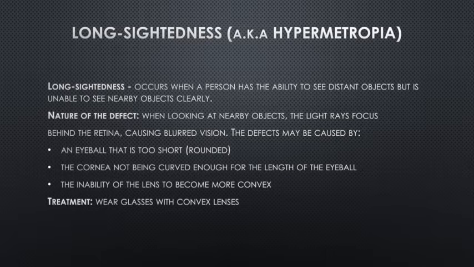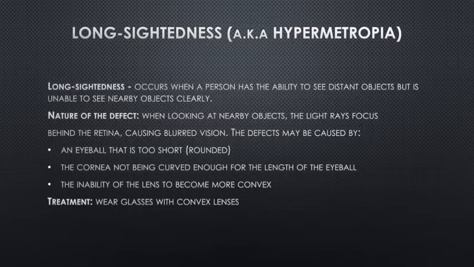It is because when looking at a nearby object, the light rays focus behind the retina this time, not in front of the retina. Remember, normally the image is supposed to fall on the retina, not in front, not behind. But for hypermetropia, it falls behind, hence blurred vision. What can cause this defect? It is caused by an eyeball that is too short, or too small, or too rounded.